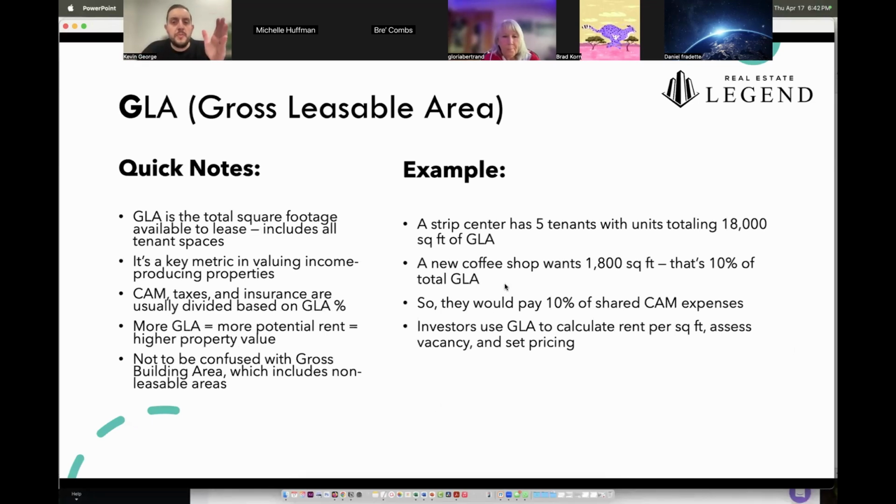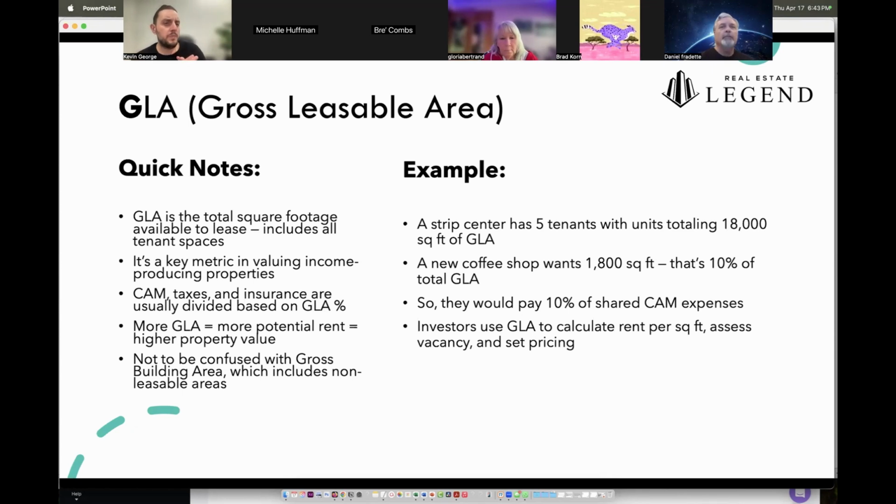So a strip center has 5 tenants with units totaling 18,000 square feet. A new coffee shop is coming in and taking 10% of that. So based on your GLA, if you're only taking 10% of the 18,000, you're only taking 1,800, then you're going to pay 10% of the CAM. The snow, the lights, the what you're paying 10% of the CAM.